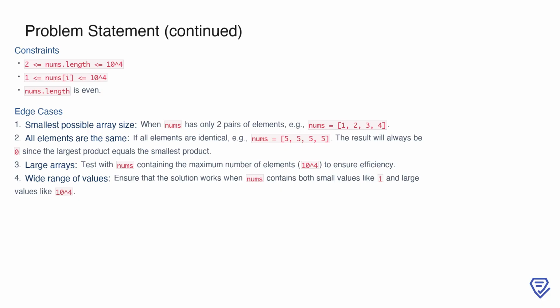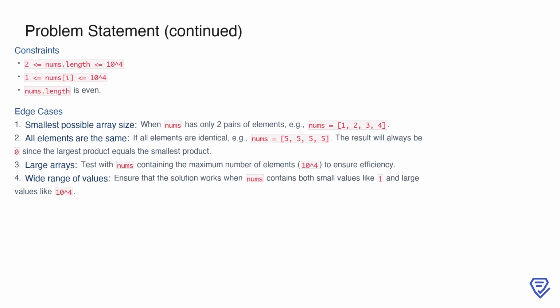For edge cases, think about scenarios like the smallest possible array size, such as nums equals 1, 2, 3, 4, where the result is straightforward. If all elements in the array are identical, like nums equals 5, 5, 5, 5, the maximum product difference will always be 0 because the largest and smallest products are equal.